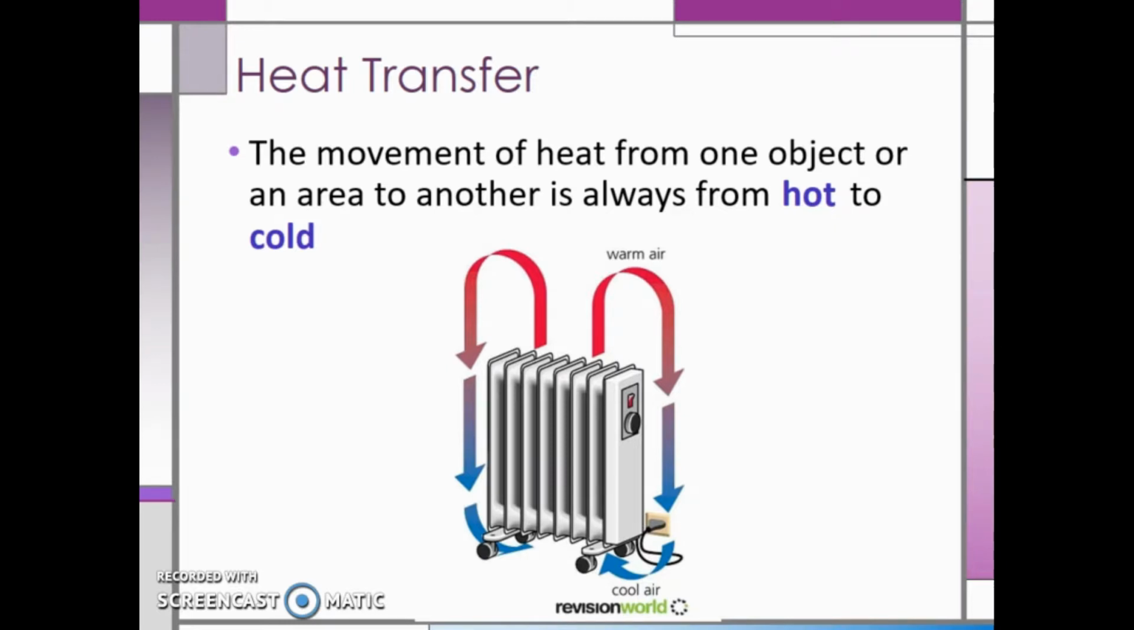In this picture of a radiator, we see that the warm air rises out of the radiator, mixes with the surrounding air, becomes cooler, and the cool air sinks back down to the intake underneath the radiator.